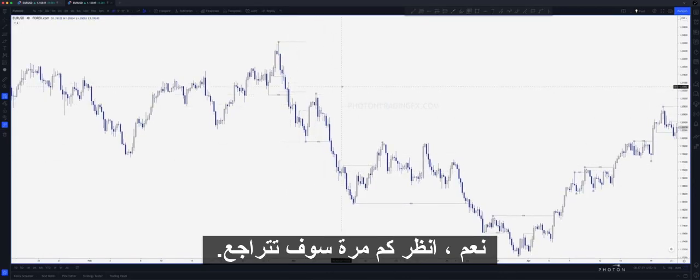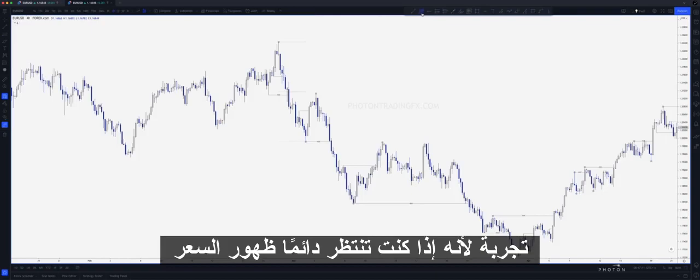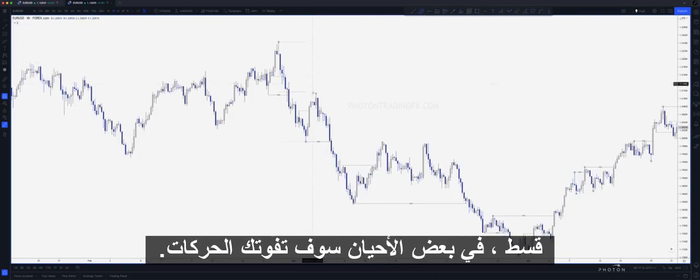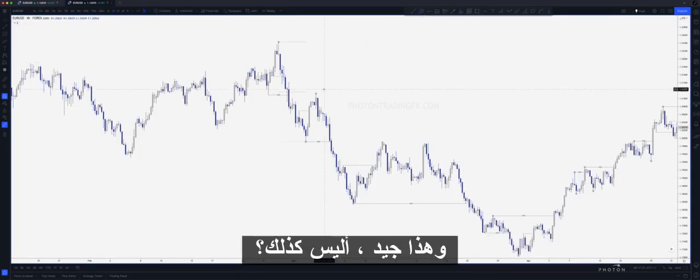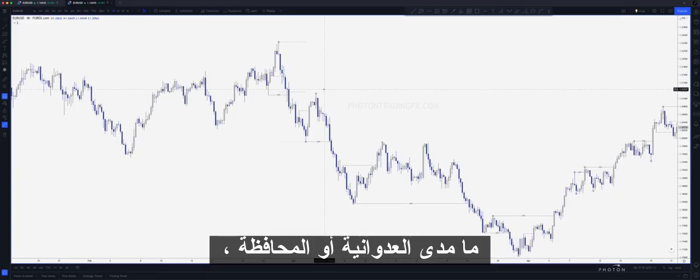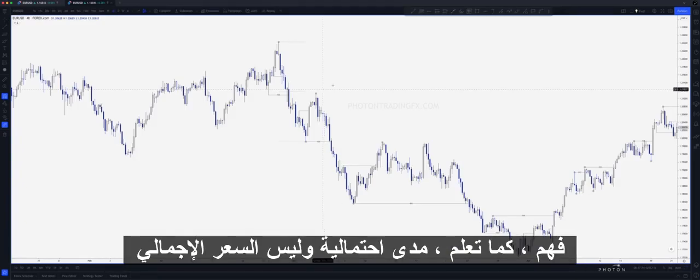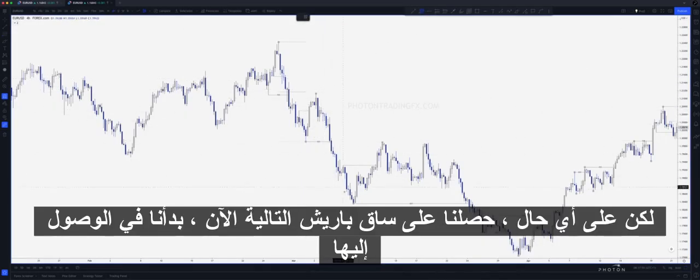See how often it will pull back, and then we can start to collect data and get a bit more experience. Because if you're always waiting for price to come up into the premium, sometimes you're going to miss moves, and that's okay. It's going to be dependent on each individual trader, how aggressive or how conservative you want to be. But this will really give you a good understanding of how likely it is that price is going to pull back. But anyway, we get that next bearish leg.